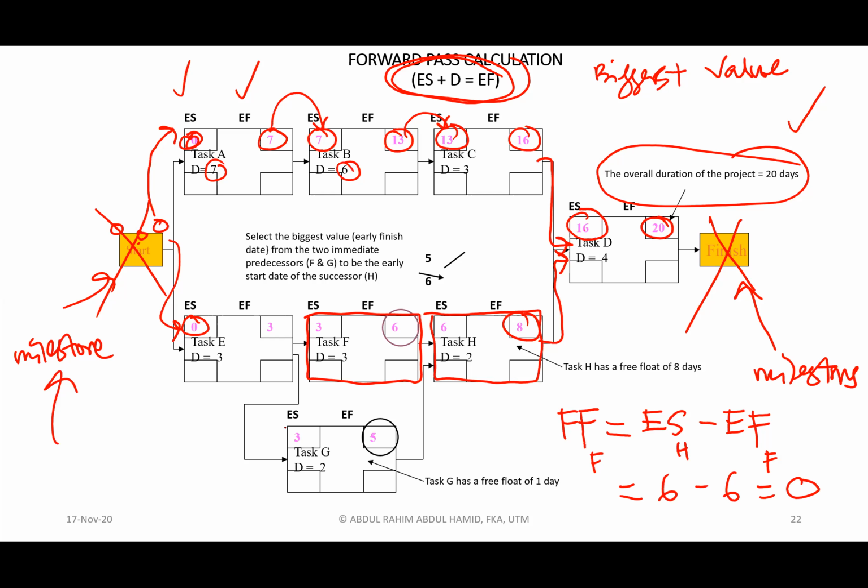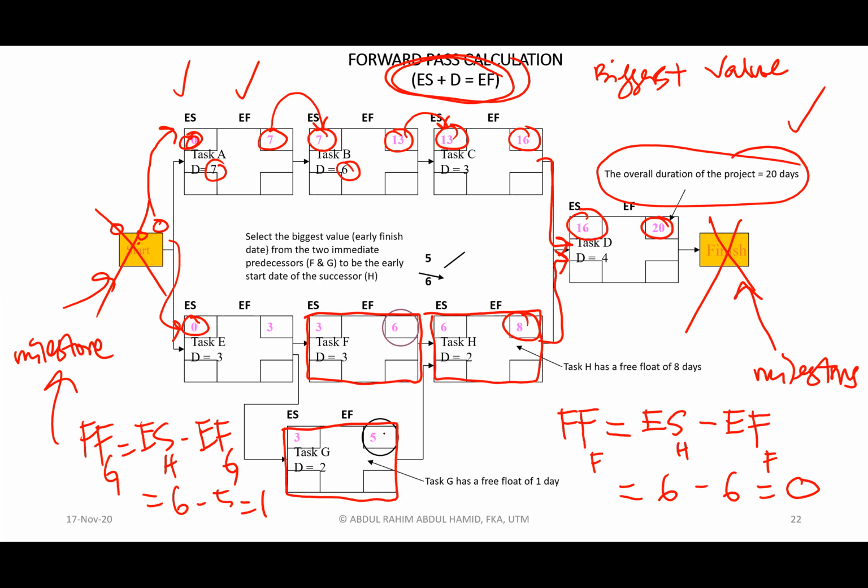Now, focus on G. The following activity of G is basically H. It looks almost similar to activity F. So the calculation is like this: FF of G is equivalent to early start of H minus early finish of G. Meaning to say, the early start of H is 6 minus early finish of G, which is 5, which is 1. So activity G does have free float equal to 1.